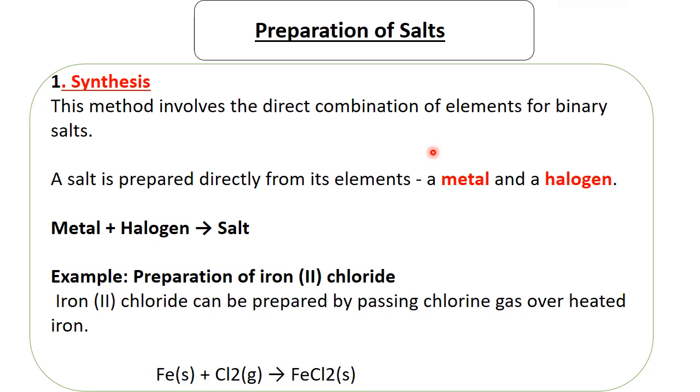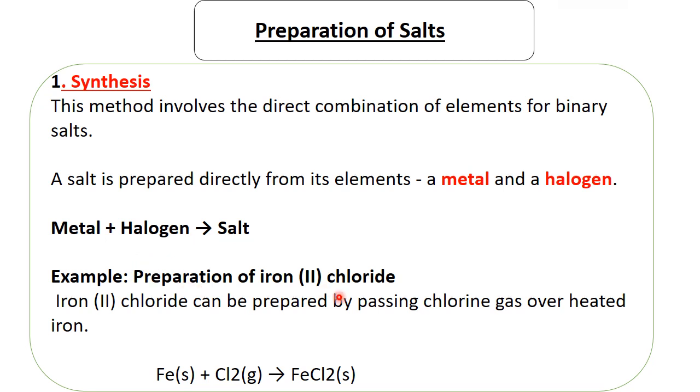Okay. So what happens in synthesis? A salt is prepared directly from its elements. For example, sodium and chlorine. You take a metal, which is sodium, and chlorine, which is a halogen. Okay, group 7 elements, remember, are called halogens. So you combine a halogen and a metal directly. If you can combine them, then you have sodium chloride. The equation is always simple: metal plus halogen is equal to salt.